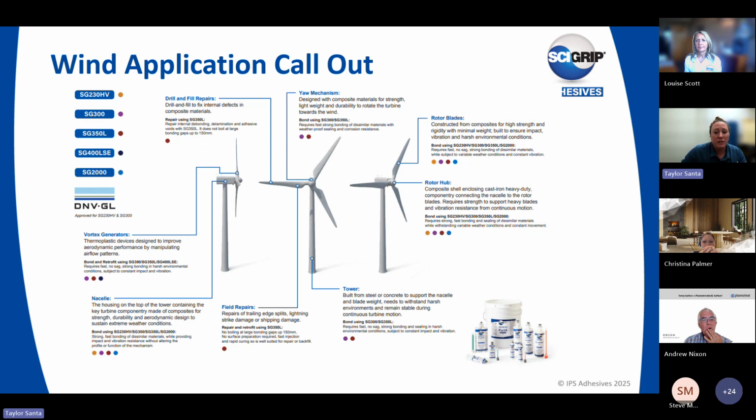Next, we'll look at some wind bonding. Again, starting at the bottom with field repairs. Repair adhesives are often needed to fill large gaps in substrates after damage from lightning strikes or shipping damage. Using a product like the SG 350L can ensure that there is no boiling at gaps up to 6 inches, and a quick working and fixture time to repair these blades quickly and get them back into service.